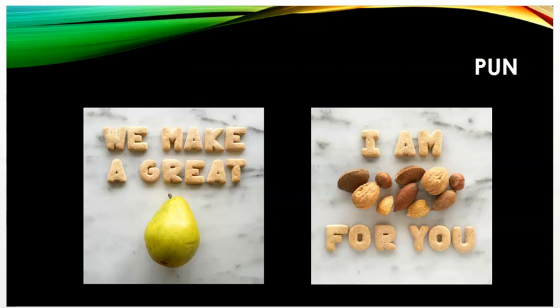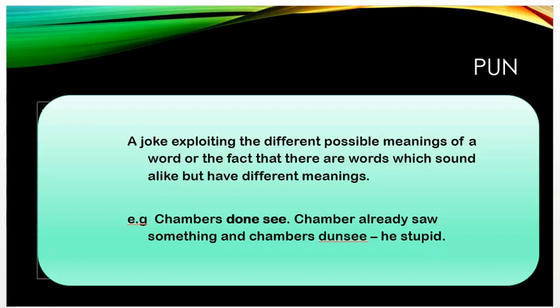Then we have a pun, a play with words. "I am nuts for you." A pun is a joke exploiting the different possible meanings of a word, or the fact that there are words which sound alike but have different meanings. And I have an example from a calypso here. "Chambers don't see." Chambers saw what was happening, and some people felt he was done see, as in meaning he's a little stupid or a little slow. That was one of our previous prime ministers.